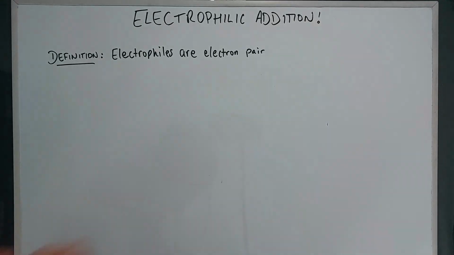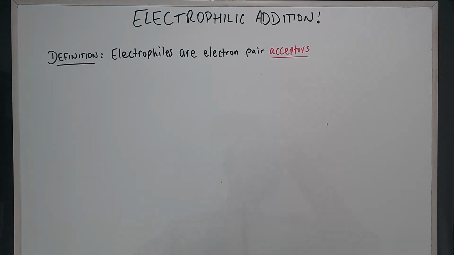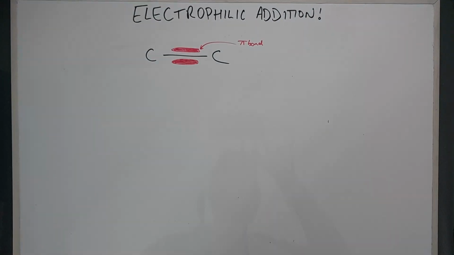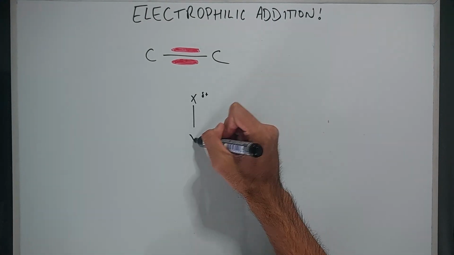First off, a must-know definition. Electrophiles are electron pair acceptors. The carbon-carbon double bond has a high electron density because of the pi bond, which makes it the perfect target for something electron deficient, which is our electrophile.